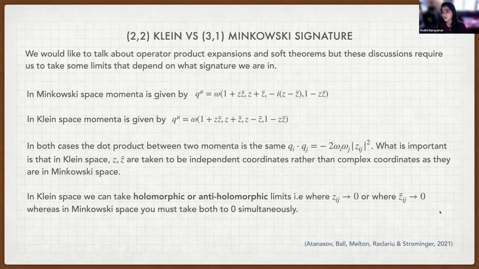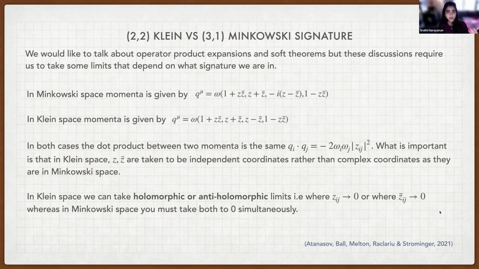But it seems like what we should be doing is starting in 2-2 space. So at the level of the math that I showed you on the previous slide, what that means is we write down the momenta slightly differently. But the more important part here is that in Minkowski space, z and z bar, the coordinates on the celestial sphere, are complex conjugates of one another, whereas in Klein space, z and z bar are independent real coordinates. And what will be useful for what I'll talk about in a little bit is that we will need to take limits on the celestial sphere.